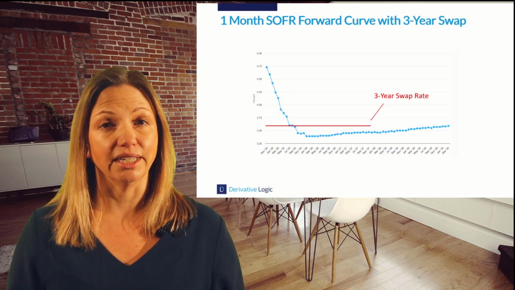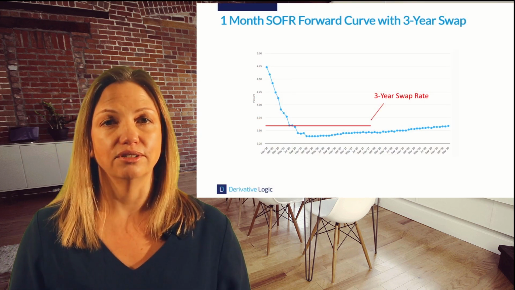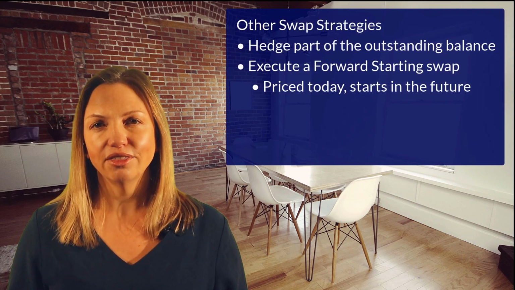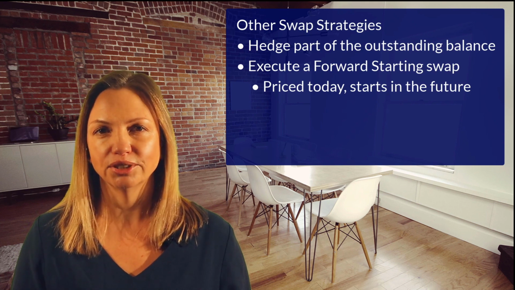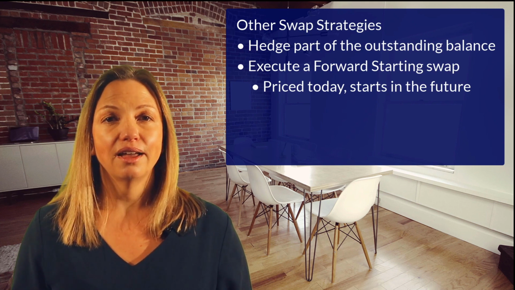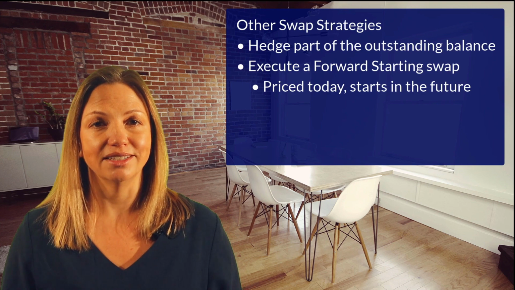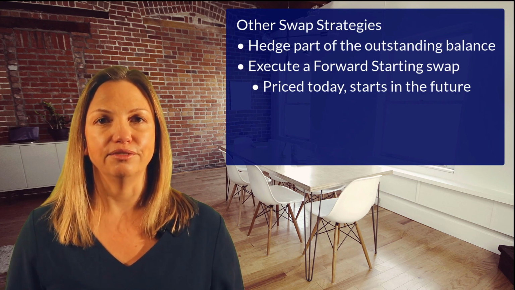Fixing rates for a 3-year term when the borrower expects to sell the property in 3 years will eliminate any prepayment risk, unless, of course, the property is sold even before the 3-year maturity date of the swap. If the loan is still outstanding after 3 years, the interest rate will just revert to floating 1-month SOFR. If a borrower wanted to cancel a fixed-rate loan before the maturity date, there's also a prepayment penalty attached, although there's no scenario where a borrower would receive any money back from the bank. Other flexible swap strategies include only hedging a portion of the outstanding dollar amount or executing a forward starting swap where the rate is locked today, but the swap begins at a future point in time.